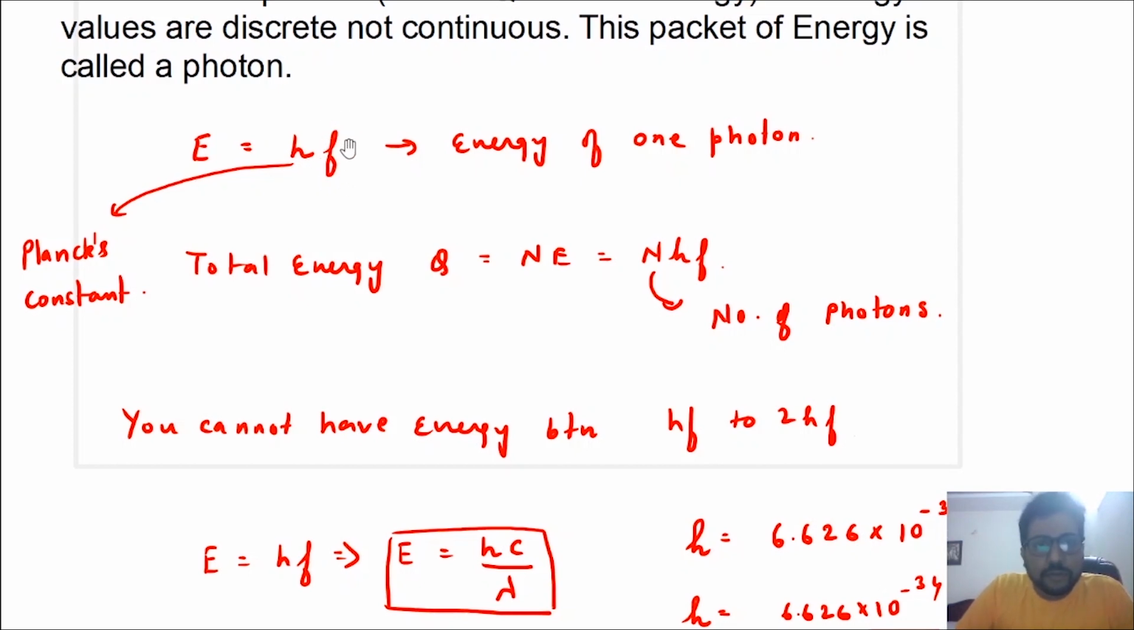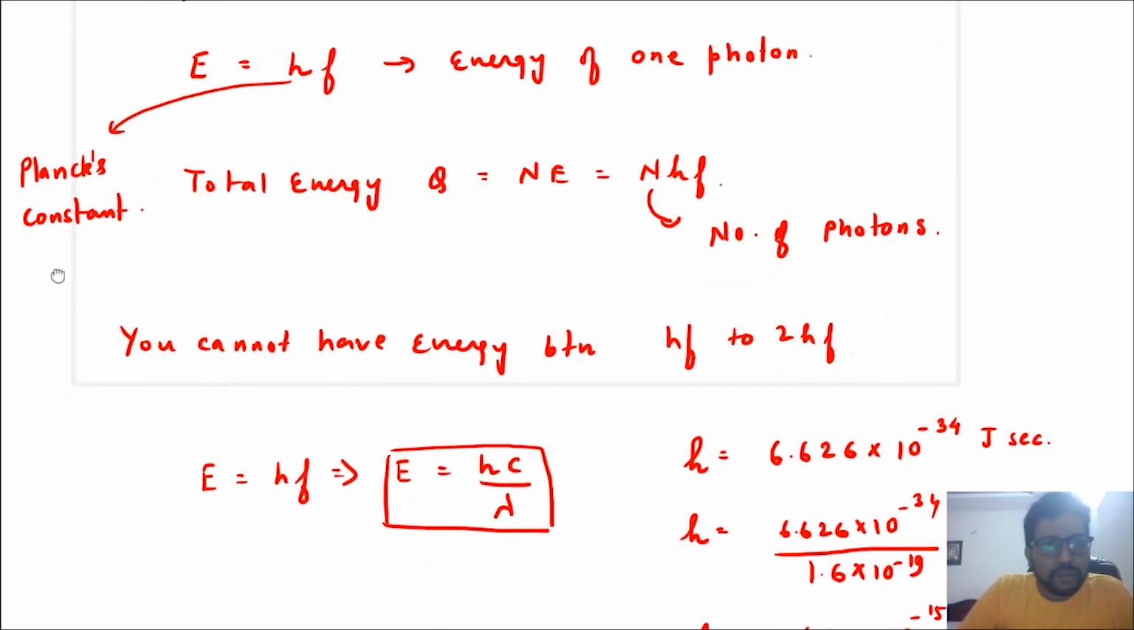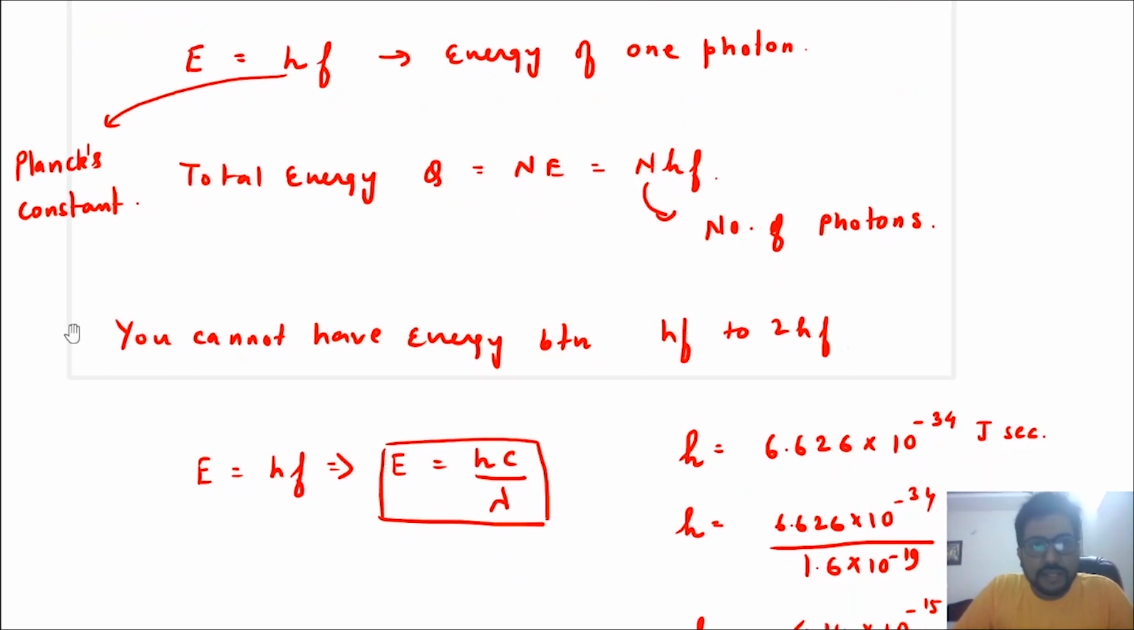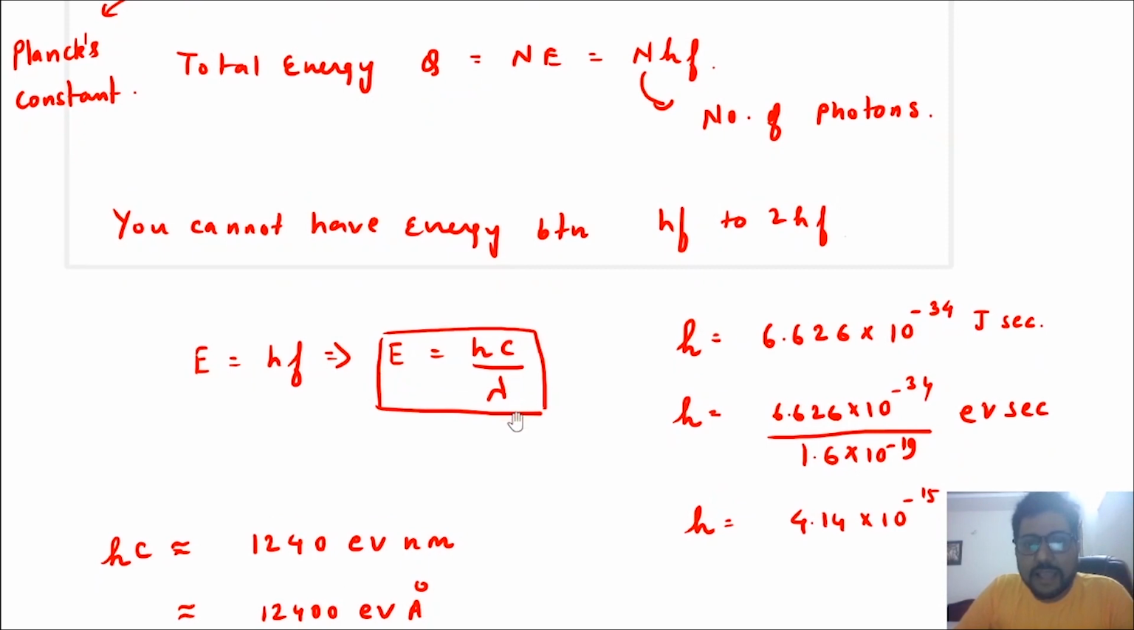Now f can also be written as c by lambda, because you know that the wave velocity in case of radiation is c, that is the speed of light, and c is equal to lambda f. So you will write f is equal to c by lambda. So you can here replace f with c by lambda, then you will write the energy of one photon is equal to hc by lambda, where h is Planck's constant, and the value of Planck's constant is 6.626 into 10 raised to power minus 34 joule second.